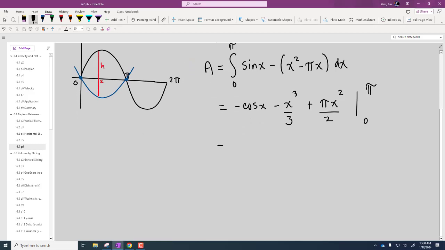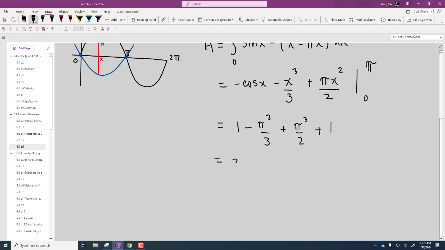Plug in pi first. Cosine of pi is negative 1. Negative 1 times negative 1 is positive 1. So that's going to be a 1 minus pi cubed divided by 3 plus pi cubed divided by 2. And then we subtract off the antiderivative evaluated at 0. So minus, well, it's minus a minus, so yeah, plus. Cosine of 0 is 1. And plugging in 0 to those two gives 0. So our final answer is 2.